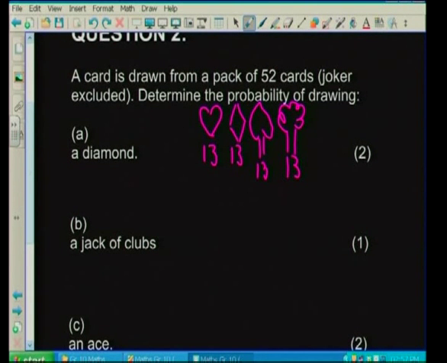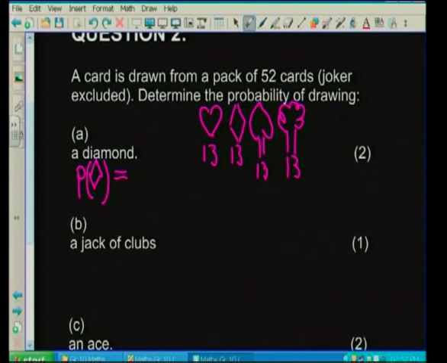So the probability of a diamond: how many diamonds are there in a pack of cards? There are 13, and the entire sample space is 52. So the probability of drawing a diamond is 13 out of 52. And if you want, of course, you can simplify that, and that simplifies down to 1 out of 4 because there's the same number of each. And if you wanted to write it as a decimal, you can write 0.25. You could also write 25%.